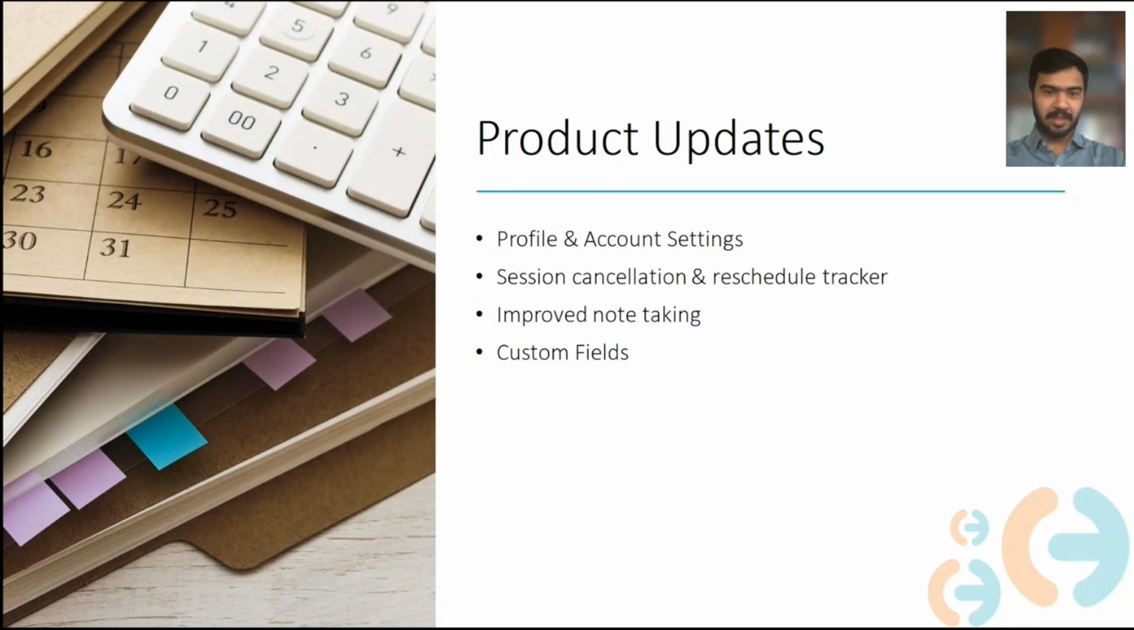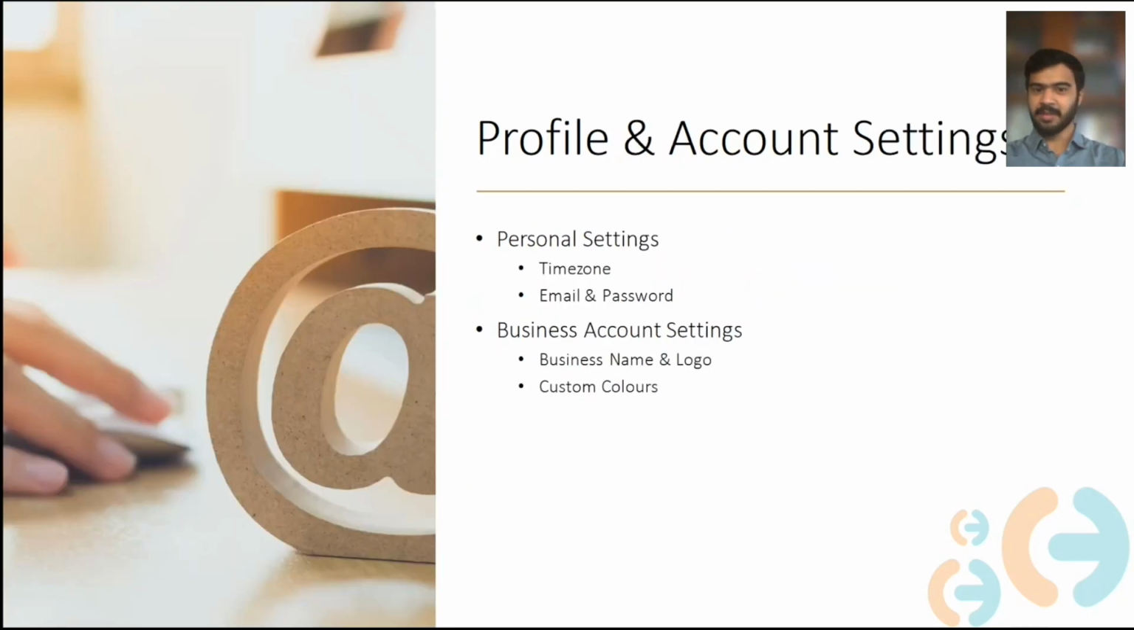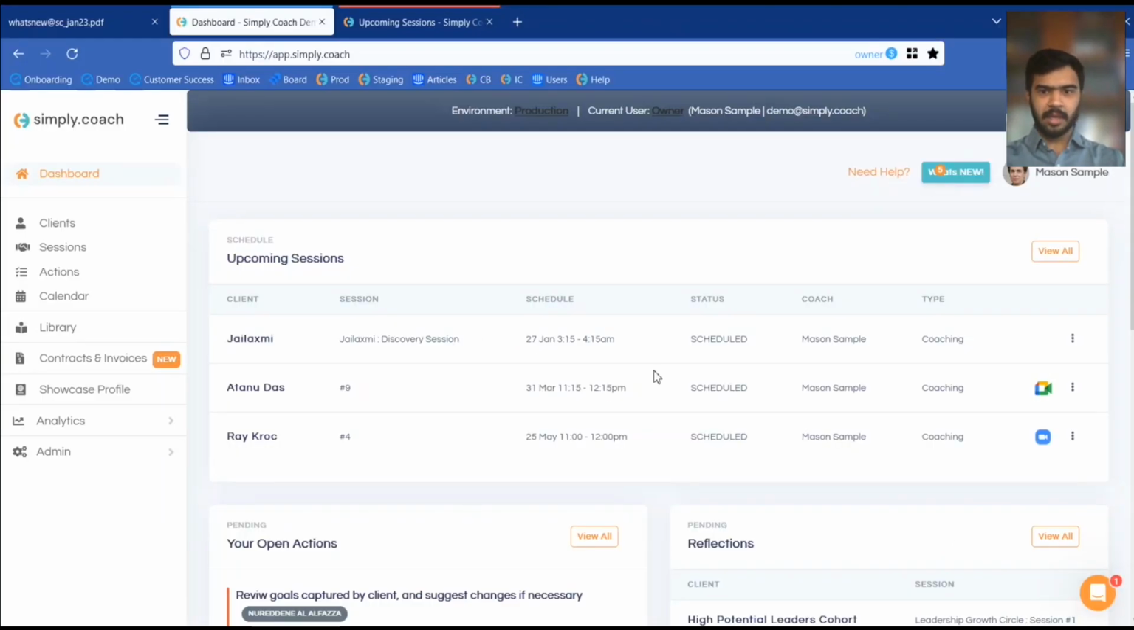As people trickle in, I just want to start with a very basic one, which is that we've reorganized the profile and account settings. There are 2 pieces of this. The personal settings: your time zone, if you need to change it while traveling, and your email, if you want to update it to a business email. And your account settings, which would be your business name, logos, colors, and things like that. Let me go into the platform and show you where to find each of these.